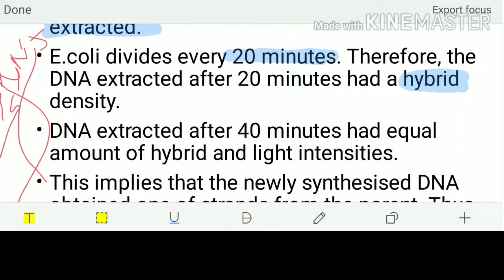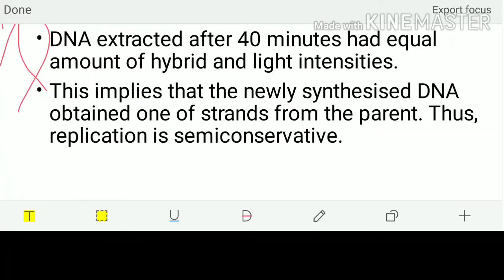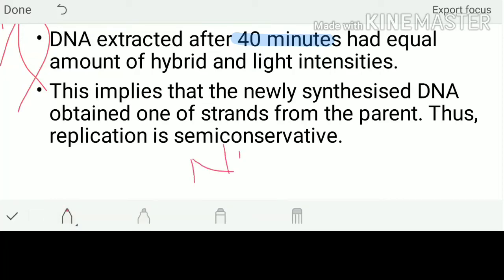When they continued the experiment to 40 minutes, the DNA extracted had equal amounts of hybrid and light DNA. They continued the experiment again and again, and every new strand forming had only N14, because N14 was the only available nitrogen source. So ultimately every strand had N14. They thus proved that newly synthesized DNA is formed on only one strand, and the other strand is the parental one.